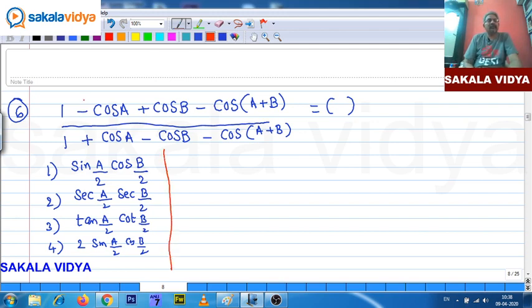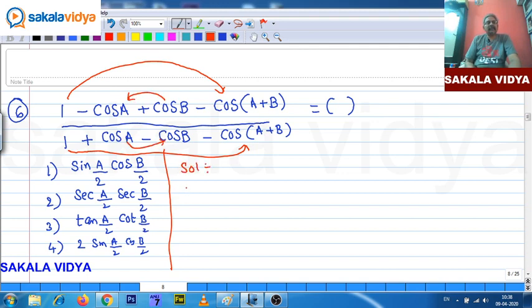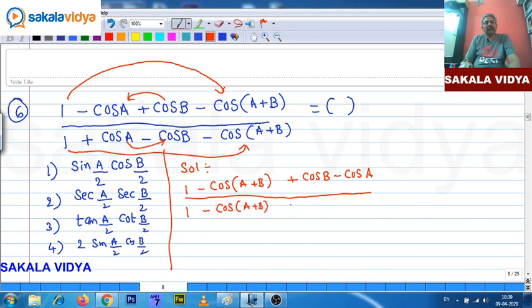So now, here we need to plan: 1 minus cos of A minus B, write down. Here, 1 minus cos of A plus B, write down. Then here, cos B minus cos A and cos A minus cos B. So let us make a plan like this. This can be written as 1 minus cos of A plus B plus cos B minus cos A, upon 1 minus cos of A plus B, write down, take minus common from cos A minus cos B, that we can write cos B minus cos A.